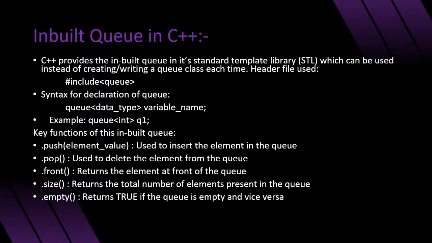So the functions that this queue is going to provide to us is the push. Push function is basically the enqueue function. It inserts a value into the queue. Then there is the pop function. The pop function deletes the element from the queue, that is the dequeue function. The front function returns the element at the front of the queue. The size function returns the number of elements present, and the empty function returns true if the queue is empty, else it returns false.